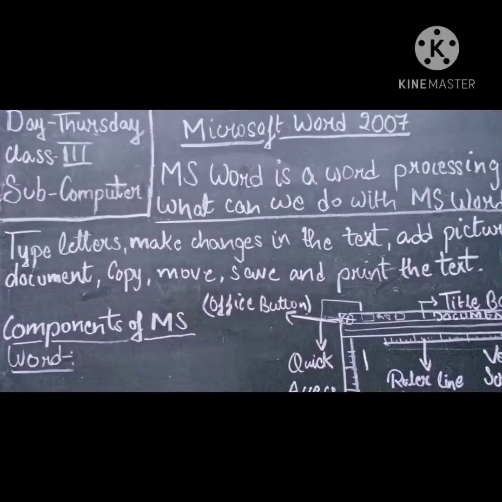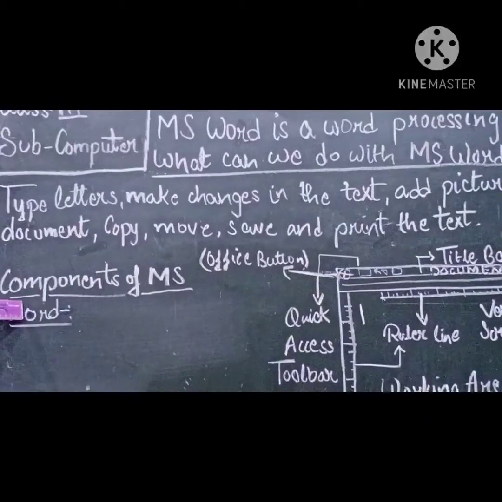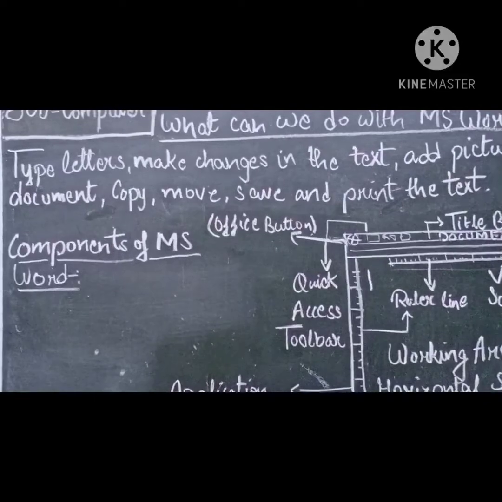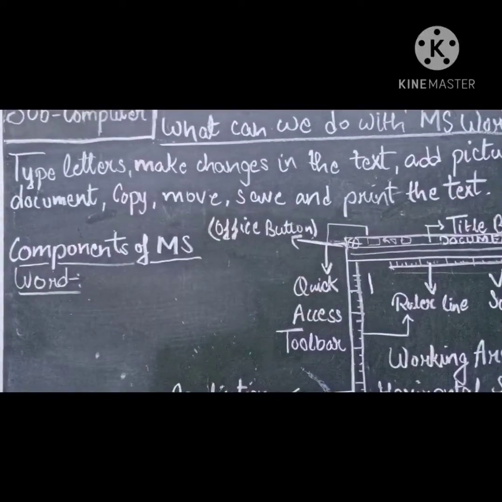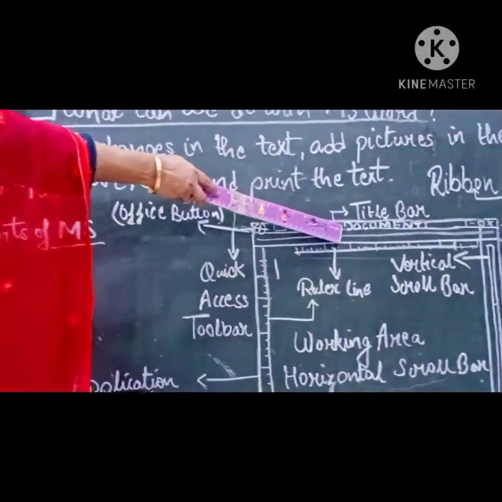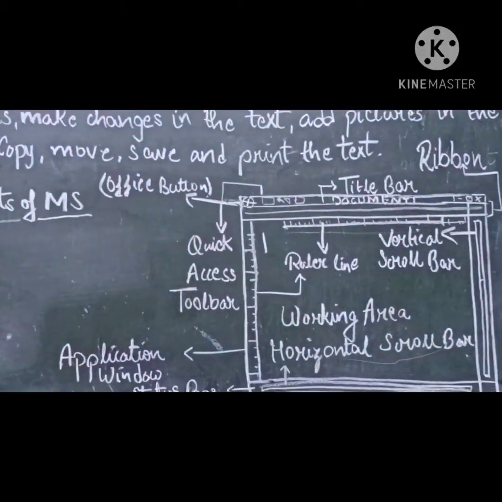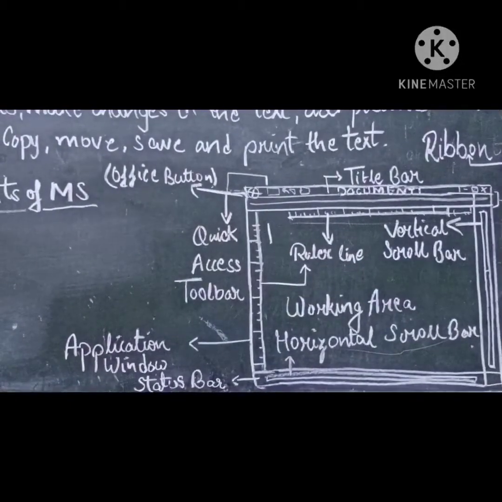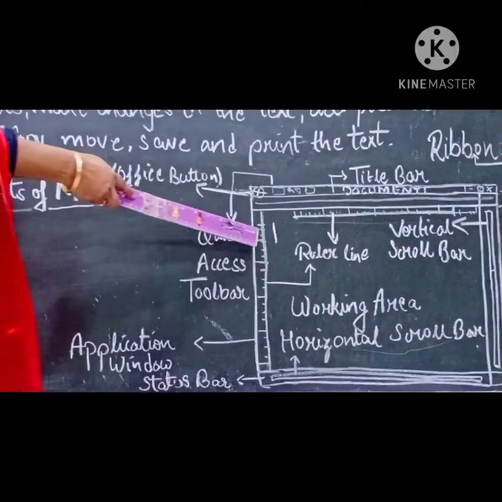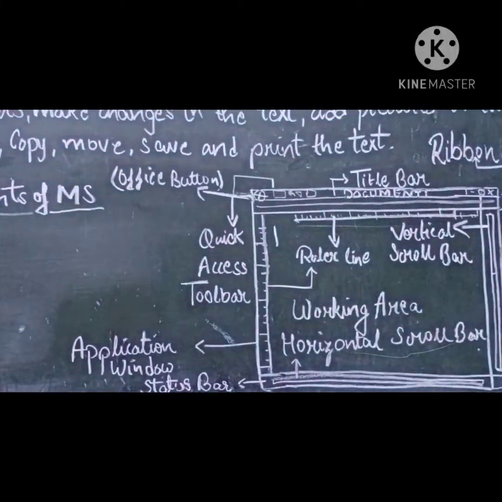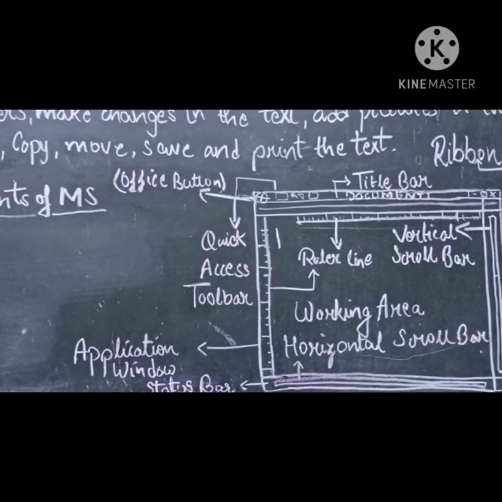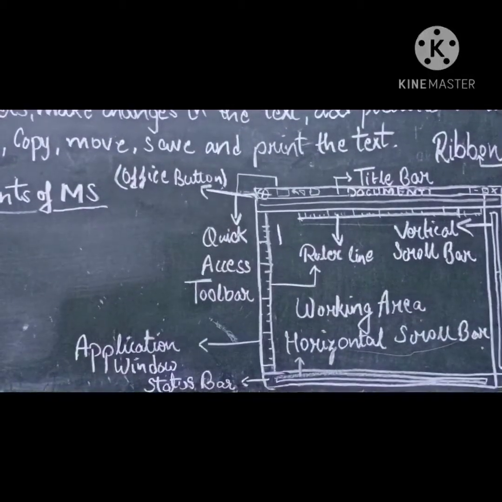Next is, children, components of MS Word. Children, the Word application opens a blank document with the temporary name Document 1. This is your temporary name Document 1 here. And children, it also displays a blinking cursor on the top left side of the window. This is your blinking cursor on the top left side of the window. This cursor is used to type the text.